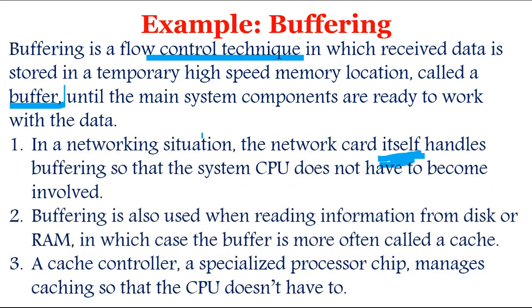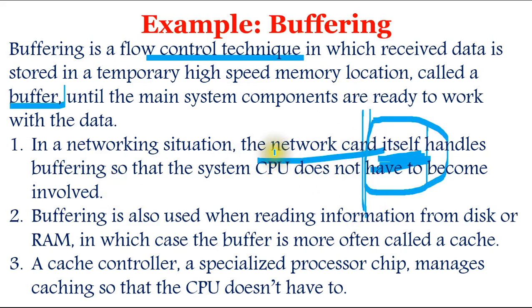I hope you understood this. Very simple. It will store the receiving data temporarily, and that is called a buffer. In a networking situation, the network card itself handles buffering so that the system CPU does not have to become involved. So for example, this is a LAN card. I'm just showing you an example here. This LAN card will handle this buffering.